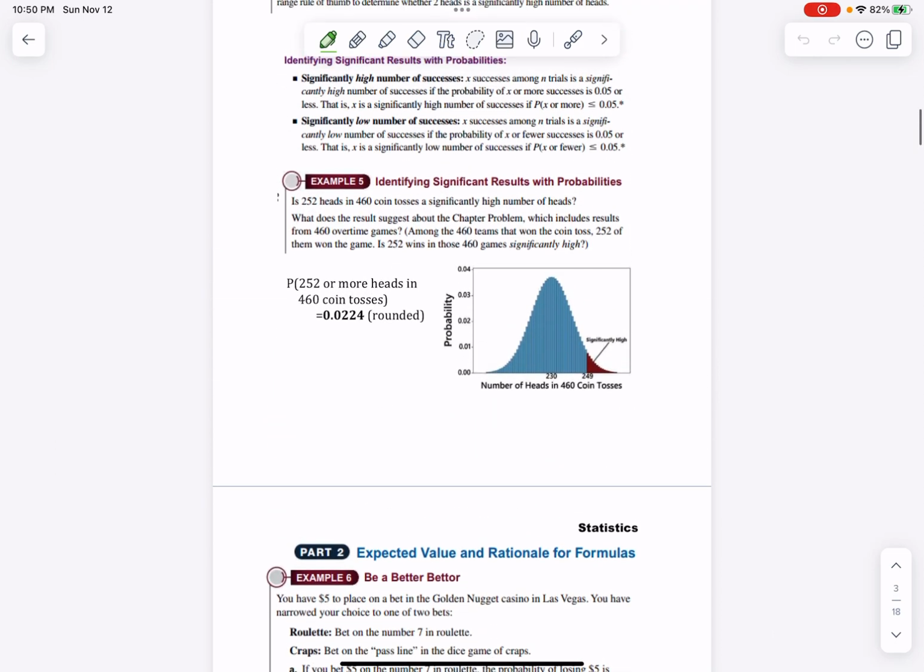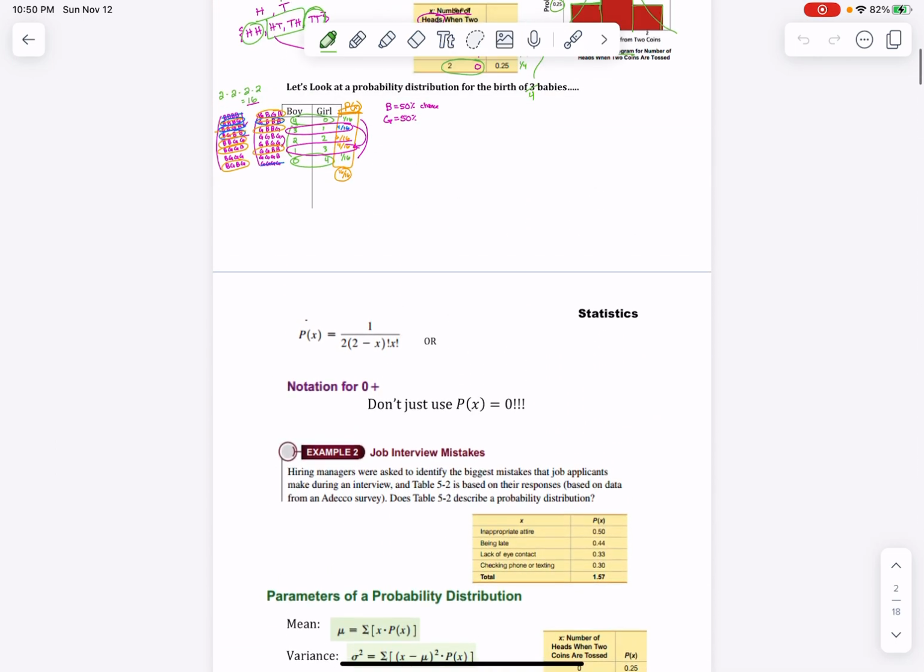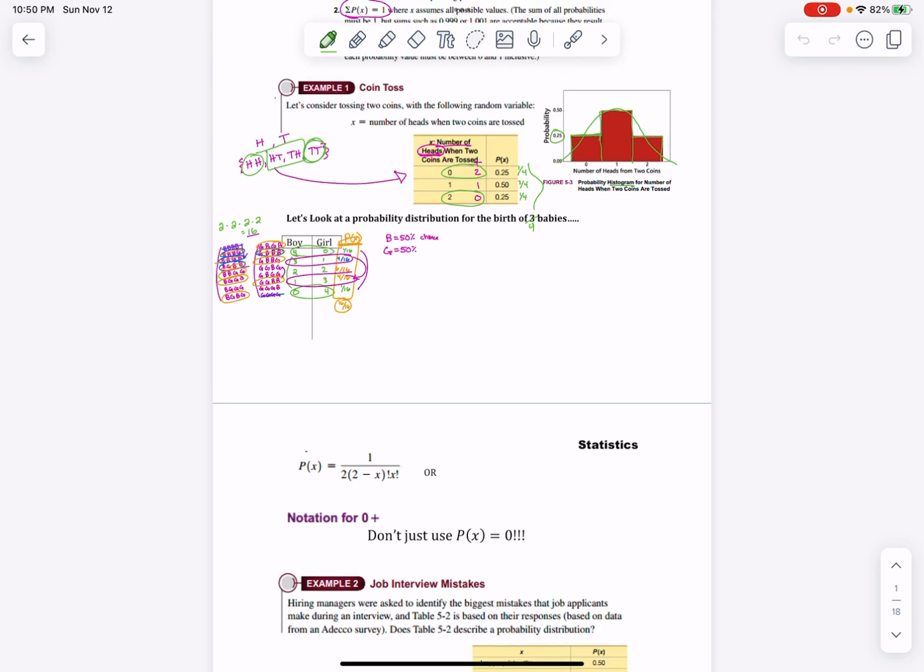So I'm going to get through example 5. So about a page and a half, 2 pages of notes, I guess, for right now. And yeah, we'll do that.